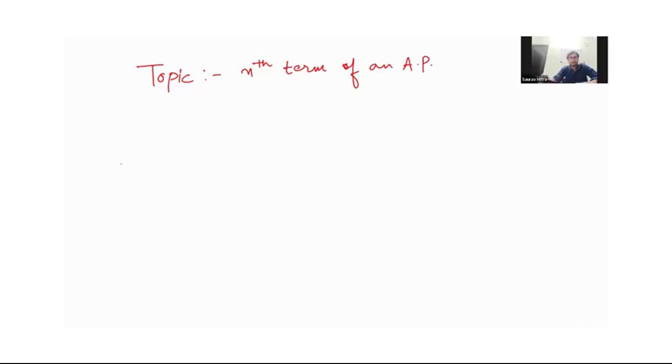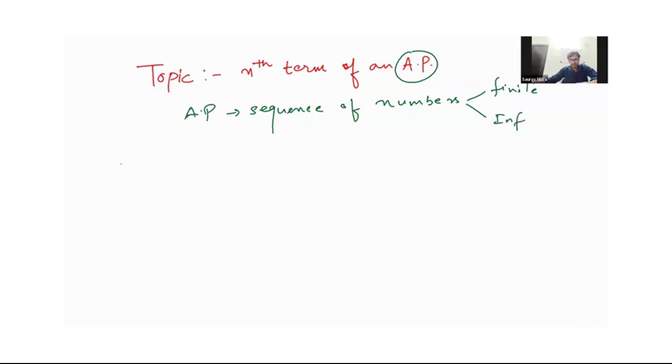Today's topic for the session is the nth term of an AP. So we will discuss the nth term of an AP. First of all, we should know what an AP is. An AP is a sequence of numbers. It can be finite and it can be infinite.